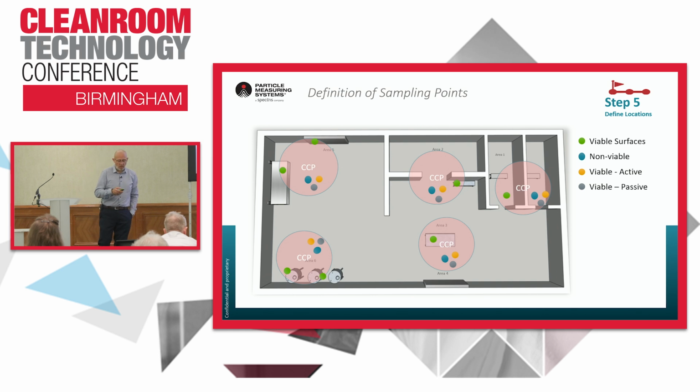So that would be the ideal situation there. From that, we start to narrow it down, and we might identify points where we take viable surface samples, non-viable total particulate points, and then the active viable sampling and passive viable locations for our settle plates. So again, depending on the equipment and the practicalities, where do we put the sampling locations? But that would be that definition of the locations.